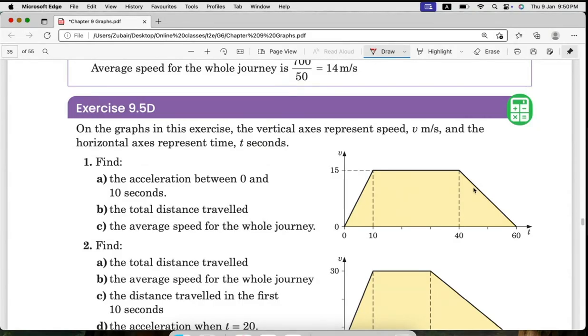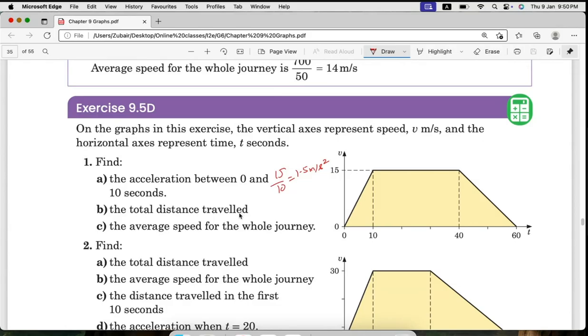Let's just do the first question and then we'll end. On the graph in this exercise, the vertical axis represents speed and the horizontal axis represents time. Find the acceleration between 0 and 10. So between 0 and 10, gradient will give me the acceleration. So this is 1.5 meters per second squared.